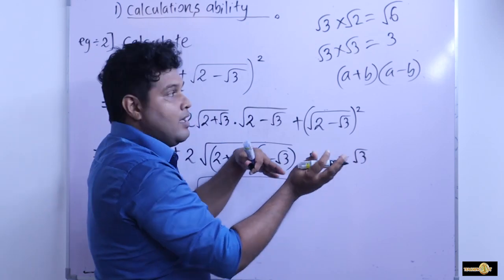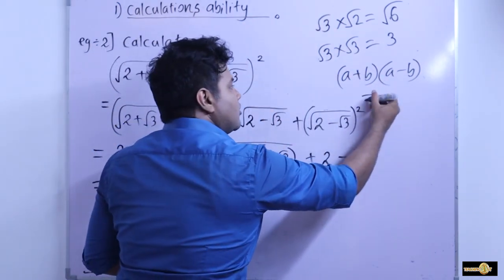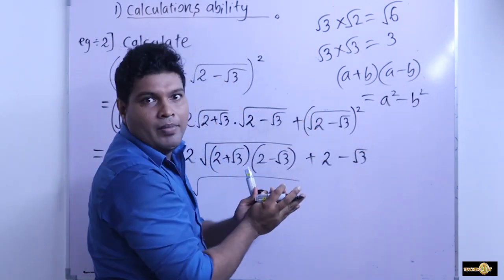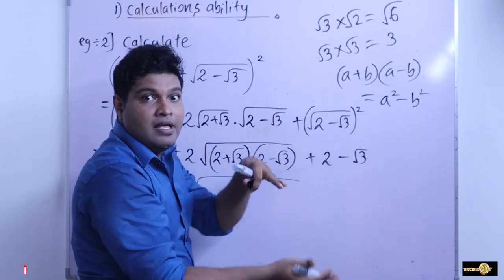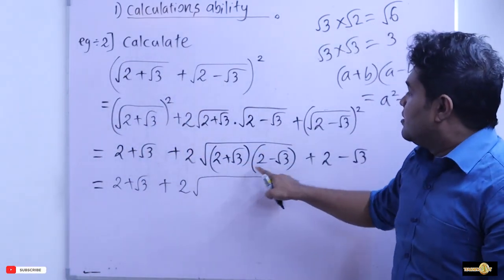Therefore, how can this problem be solved? This could be a squared minus b squared. Then we have to write it in concise form. When you have a plus b times a minus b, we have to write it in concise form. Then this is to be made concise.